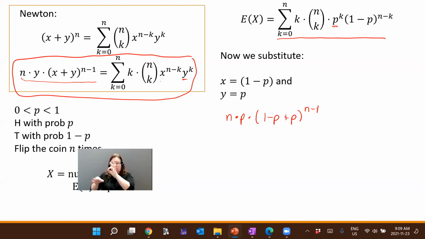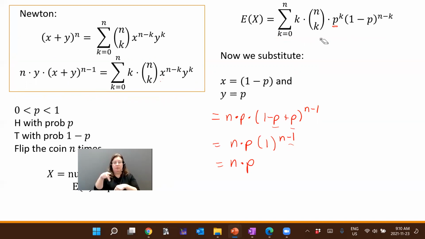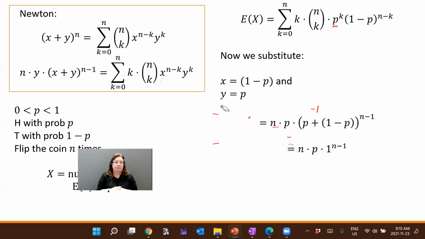All right, so this here is equal to this. The minus p and the plus p cancel out. I end up with n times p times 1 to the n minus 1. So 1 to any exponent is, of course, simply 1. So we end up with n times p, which is what our intuition told us should be happening. All right. Questions on that? Okie dokie.